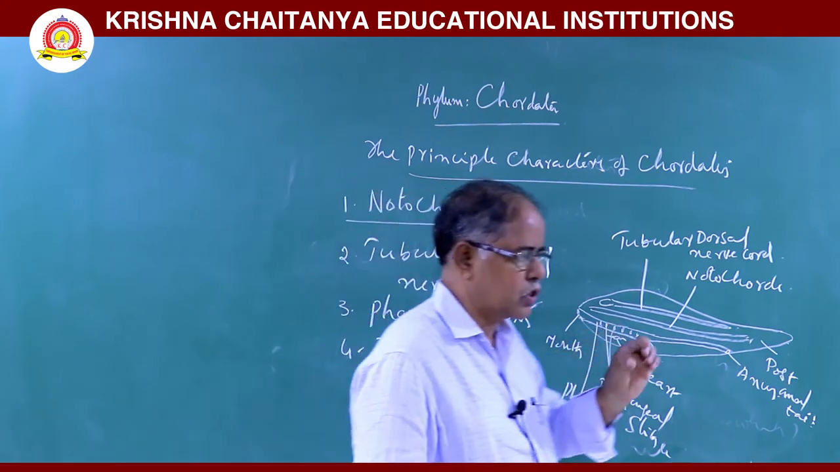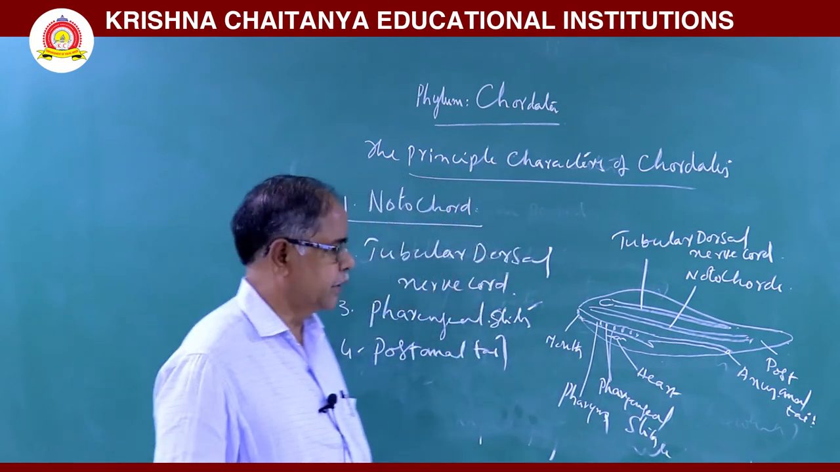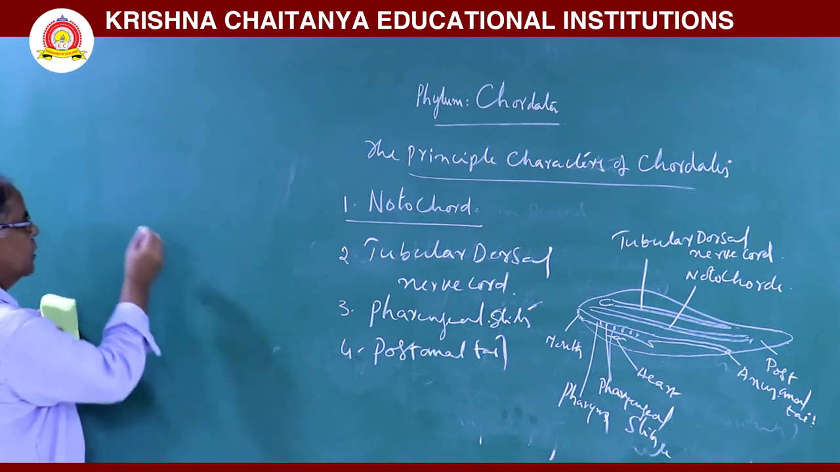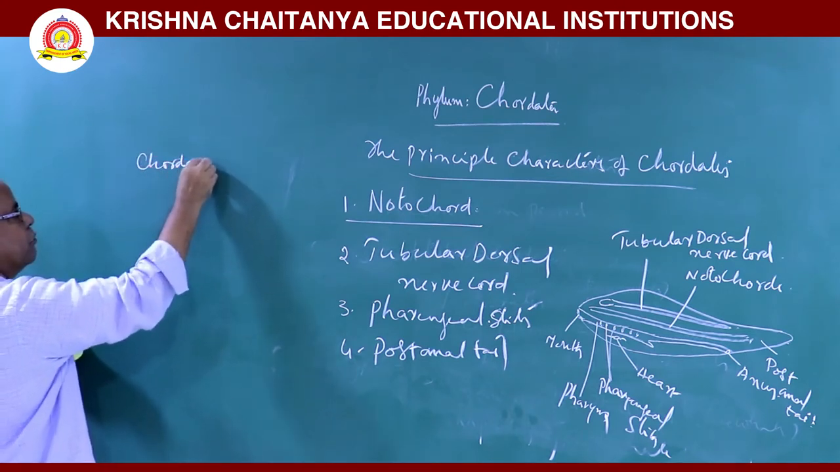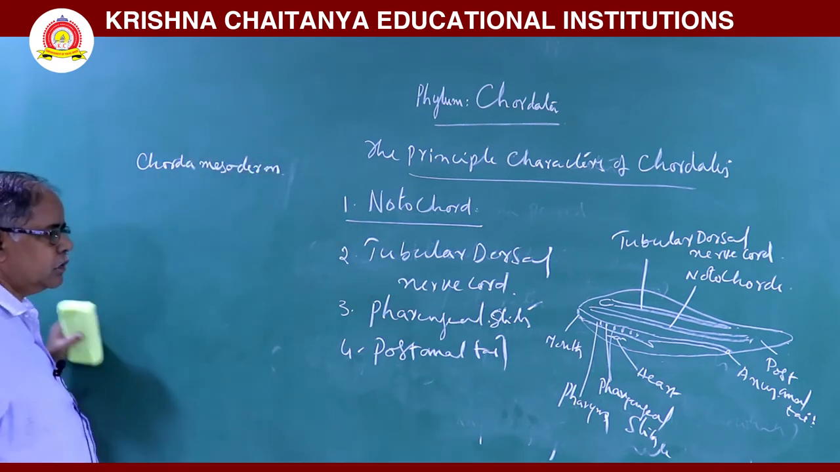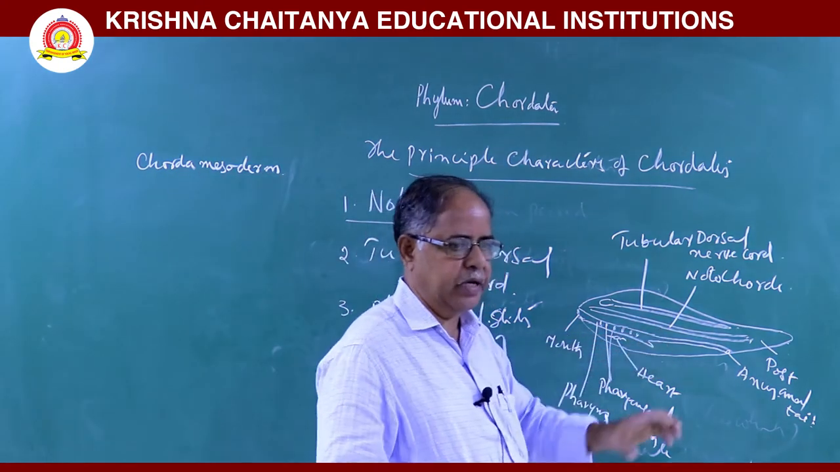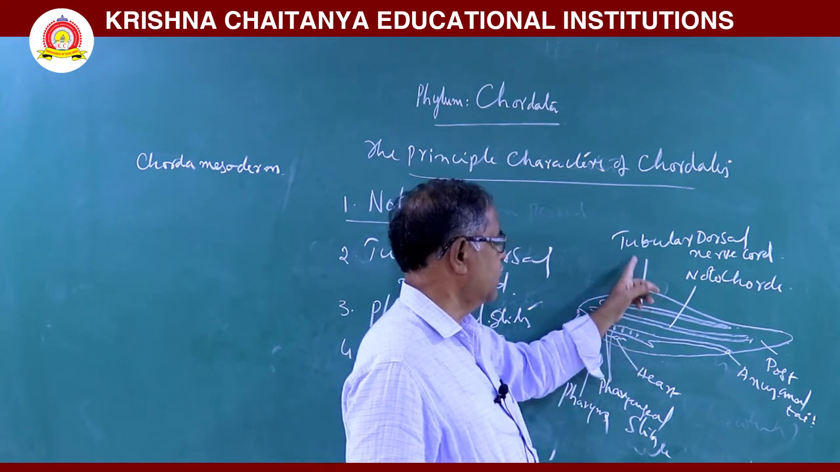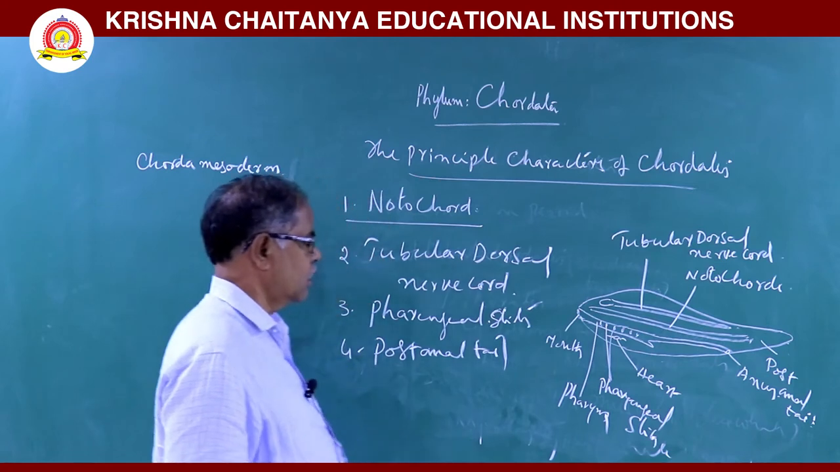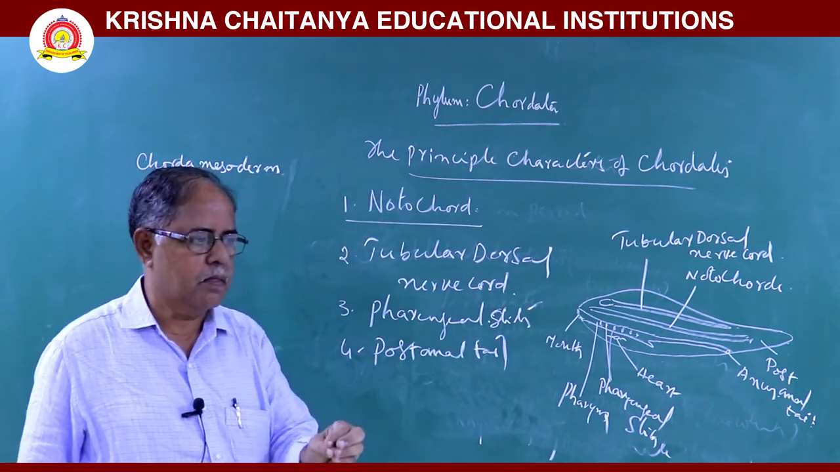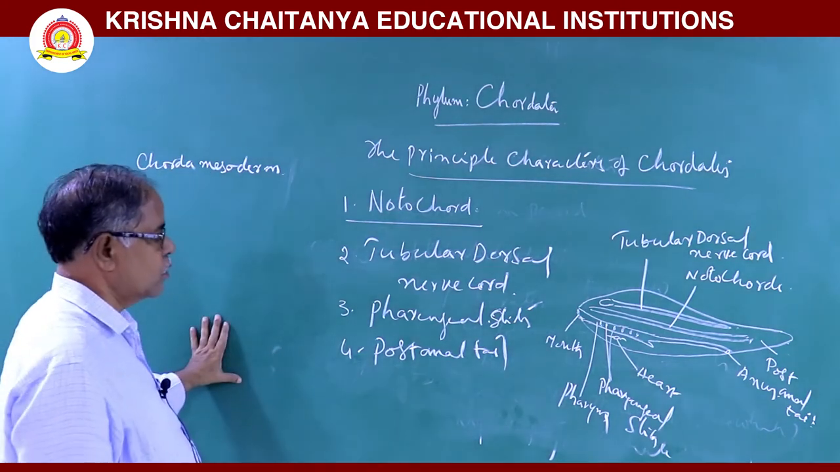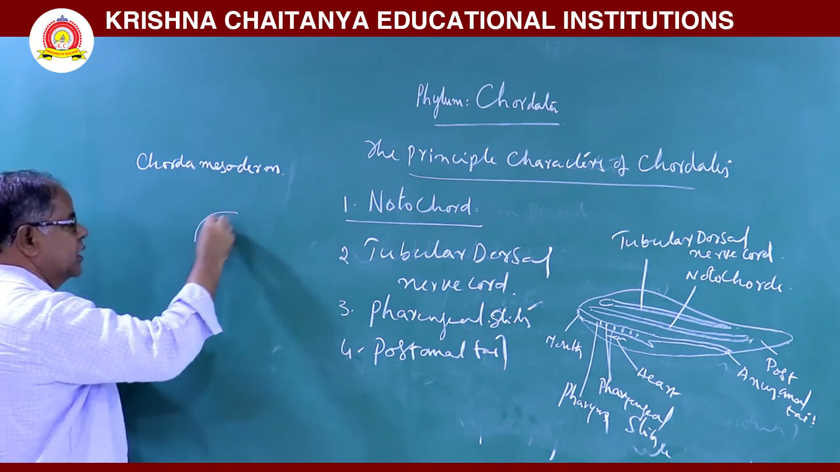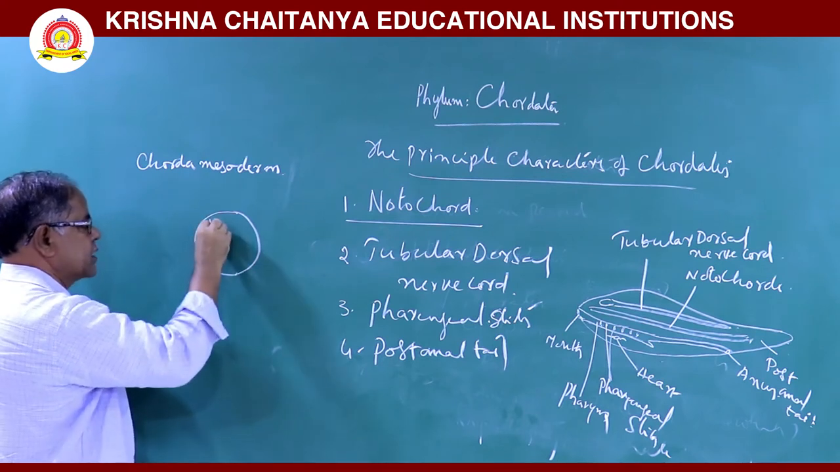This is the first endoskeletal element of the embryo. This notochord is derived from mesoderm, chordomesoderm. Next, when you see the internal structure of this notochord, a core of vacuolated cells is there.